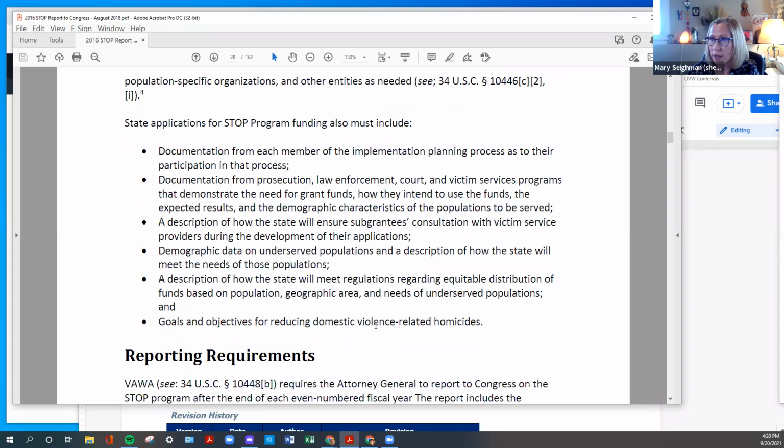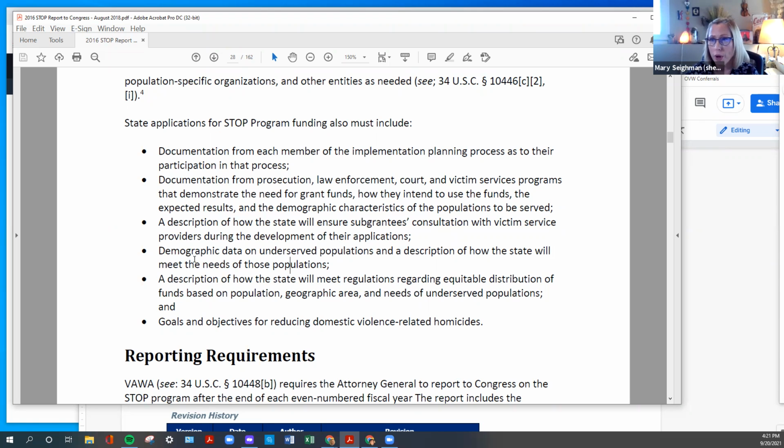The third point is how the state will ensure that subgrantees, those that apply to you for funds, are consulting with victim service providers while they're putting together their own applications. I think this is one of those points that's not the central topic of conversation. It hasn't been in recent years, but this is super important. And this applies to law enforcement, prosecution, and courts applications. They have to be involved with advocates, talking with them about what works best. So we can talk about that too.